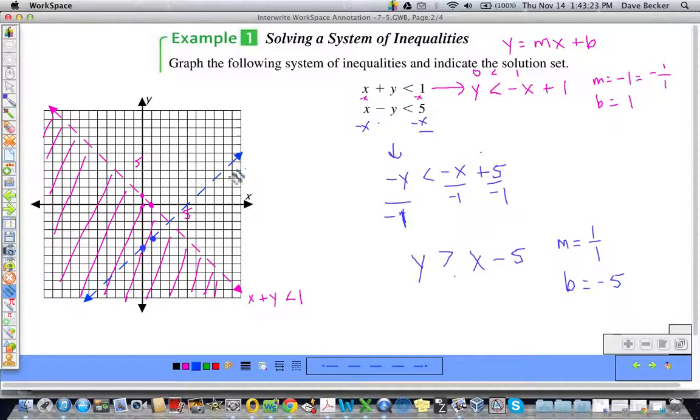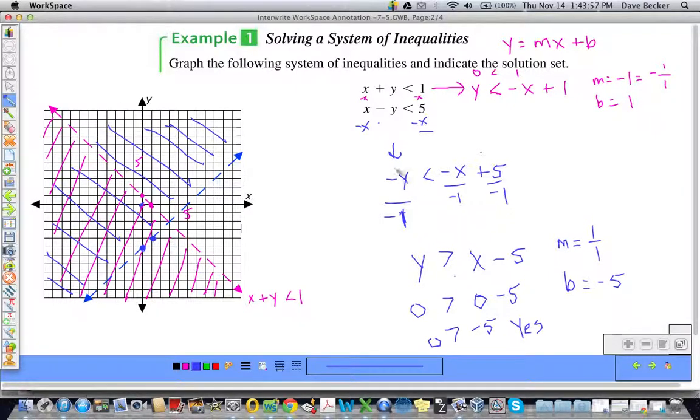Now, you have to ignore all the pink, and we're just graphing the blue here. I'm going to use 0, 0 as my test point. This is my blue test point right there. Is 0 greater than 0 minus 5? So is 0 greater than negative 5? And the answer is yes. So I'm going to shade all points on the same side as my test point. Everything here is part of the solution to this particular inequality.